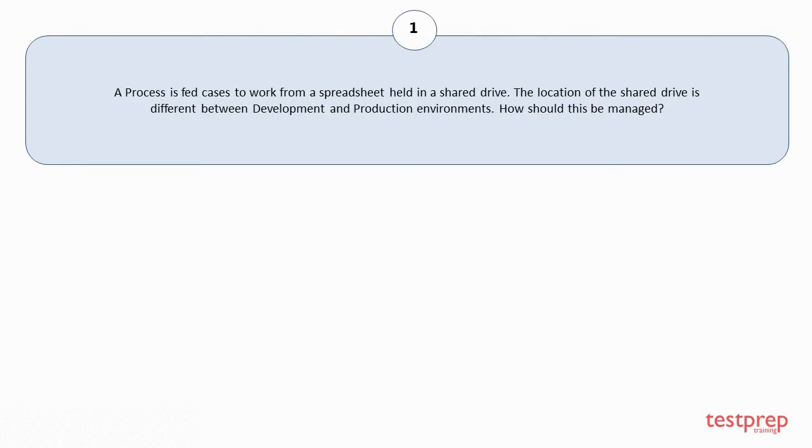Question number 1. A process is fed cases to work from a spreadsheet held in a shared drive. The location of the shared drive is different between development and production environments. How should this be managed?